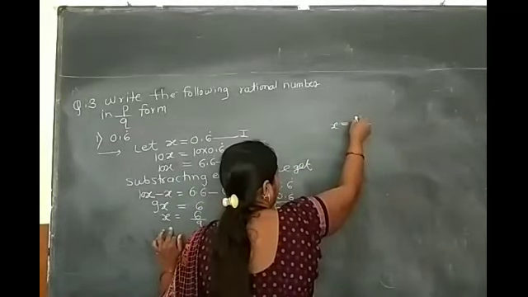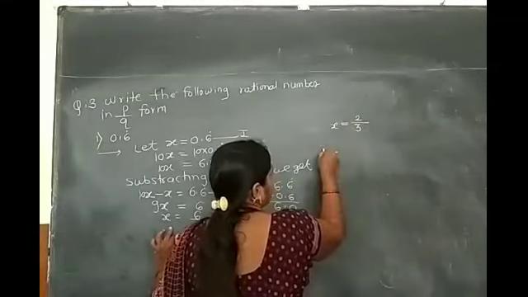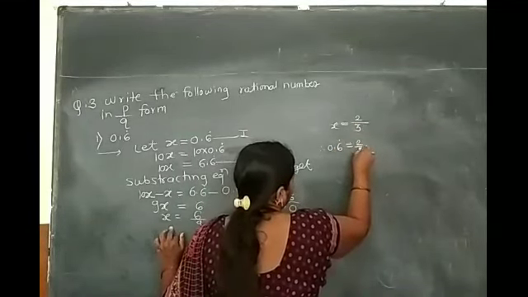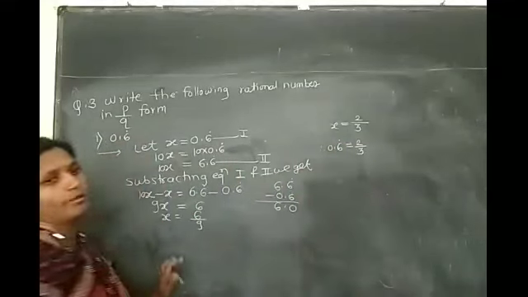Here simplify by 3, 2 by 3. This means that 0.6 recurring in P upon Q form is 2 by 3.